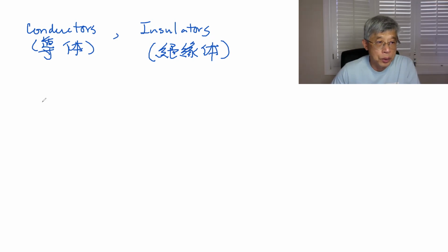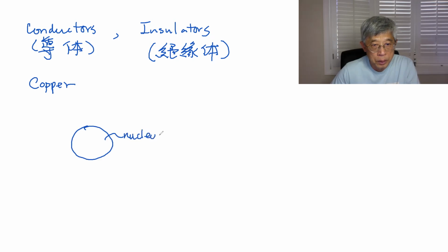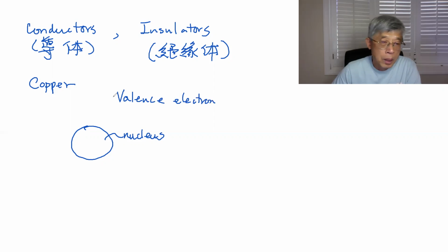So for a conductor, let's say like copper, right? It has the nucleus, and then you have electrons. I can't remember how many electrons, but you can look it up in the periodic table. In the very outer shell, you have some valence electrons, right? Okay, so I'm just going to draw some of them.